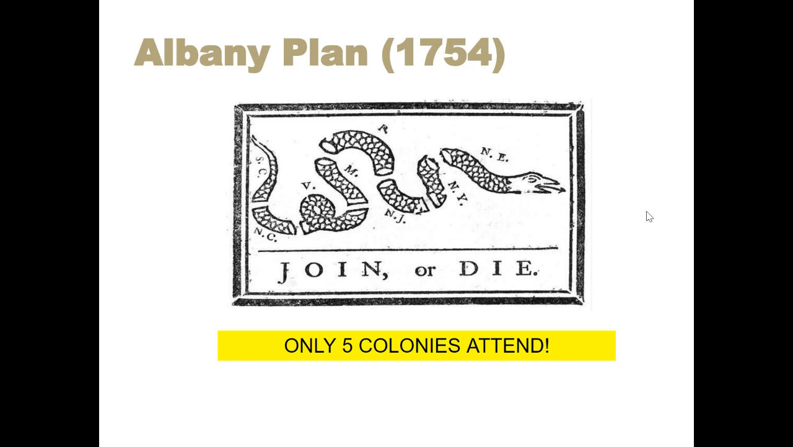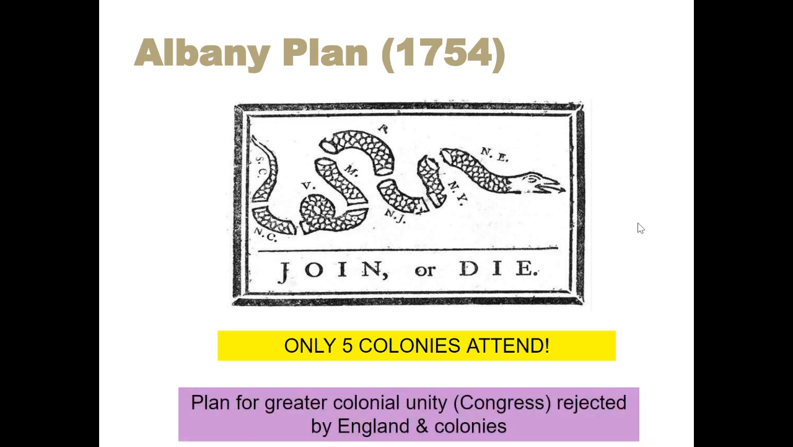Even though only five colonies attended, the representatives came up with a greater plan for colonial unity. One idea was a colonial congress that would meet periodically throughout the year, discuss matters that impacted all 13 colonies, and make policies that would be important for all of them. Not surprisingly, the British government said they had no intention of allowing this, because it didn't benefit them to have the colonies more unified and a little more difficult to control.